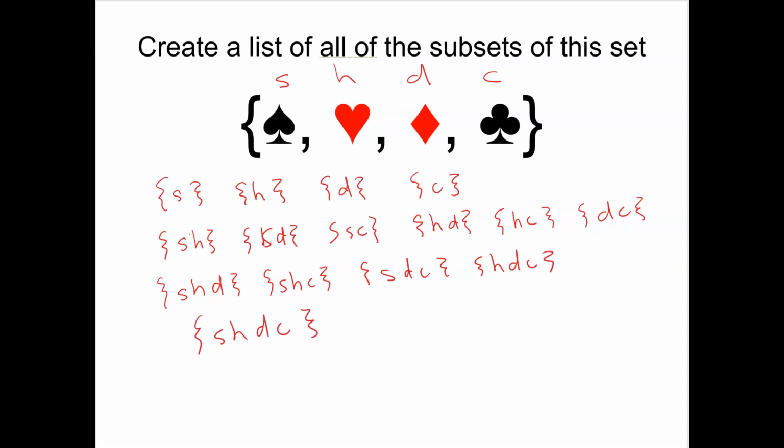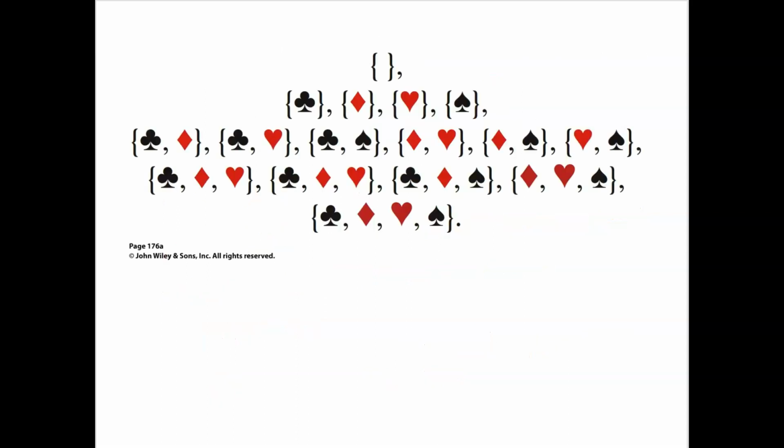Now there's one set missing here, and that's the empty set. It's a part of every set. So how many subsets are there? 1, 2, 3, 4, 5, 6, 7, 8, 9, 10, 11, 12, 13, 14, 15, 16. So I had 4 items, 4 elements, and I have 16 subsets. And here they are with their actual pictures, if that's helpful.